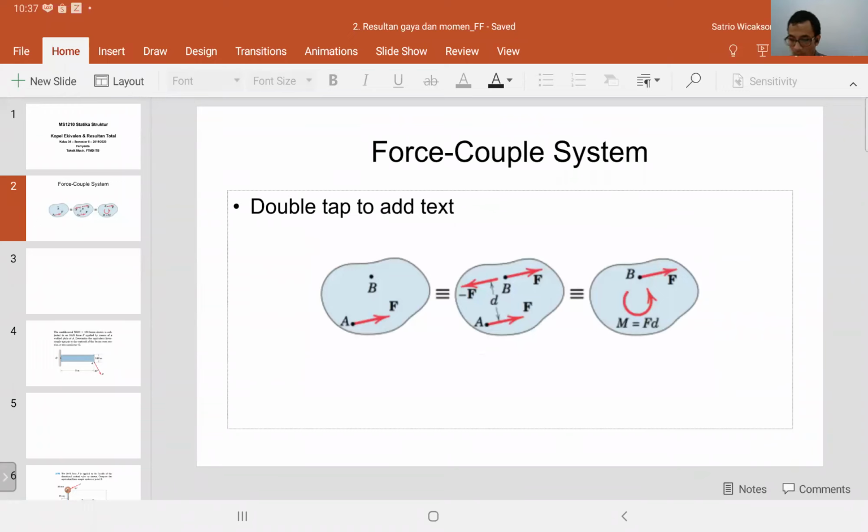Okay. We will talk about the resultant, but we will concentrate on the resultant of the force, couple, as well as the moment.